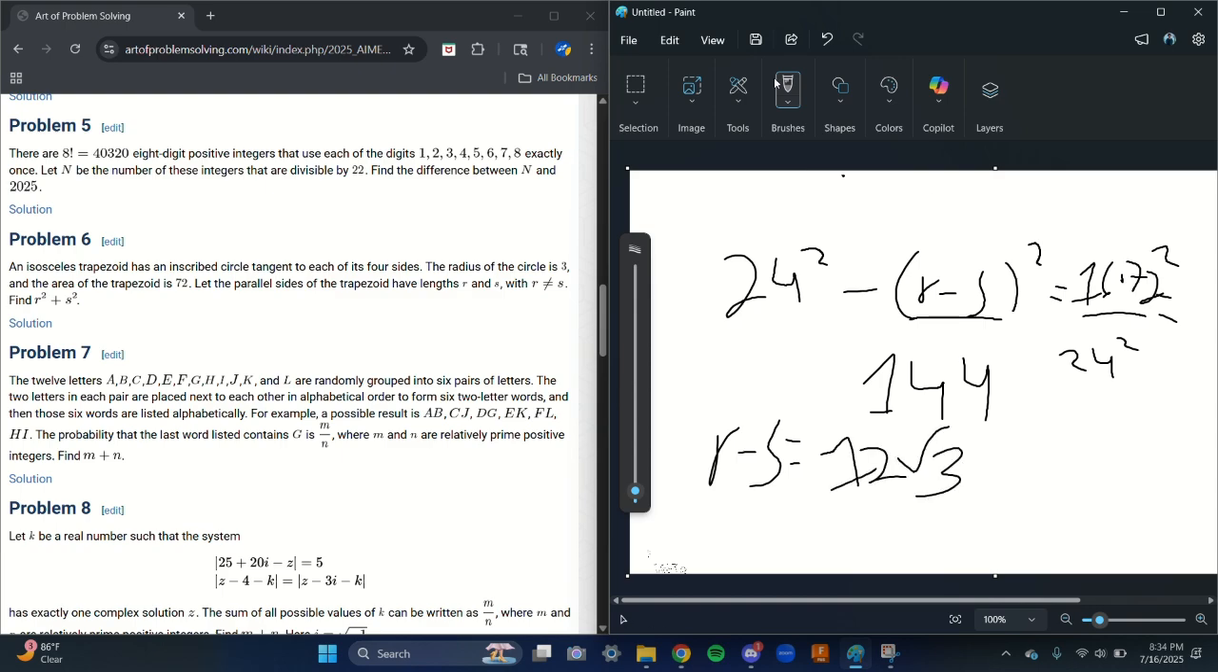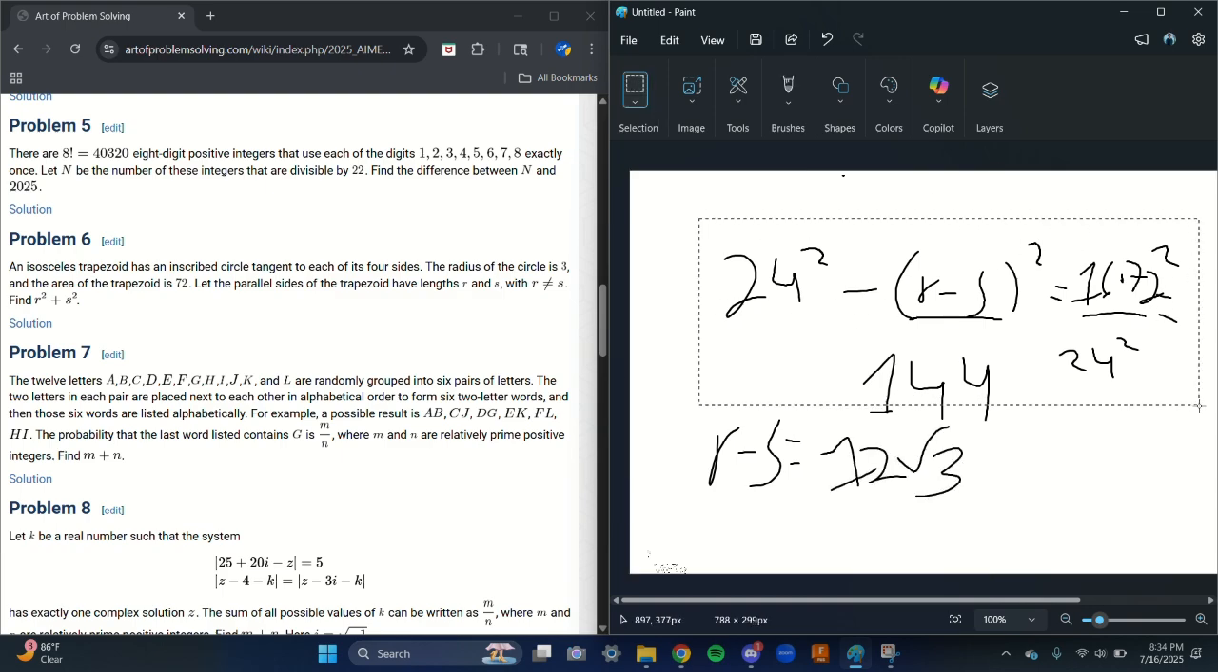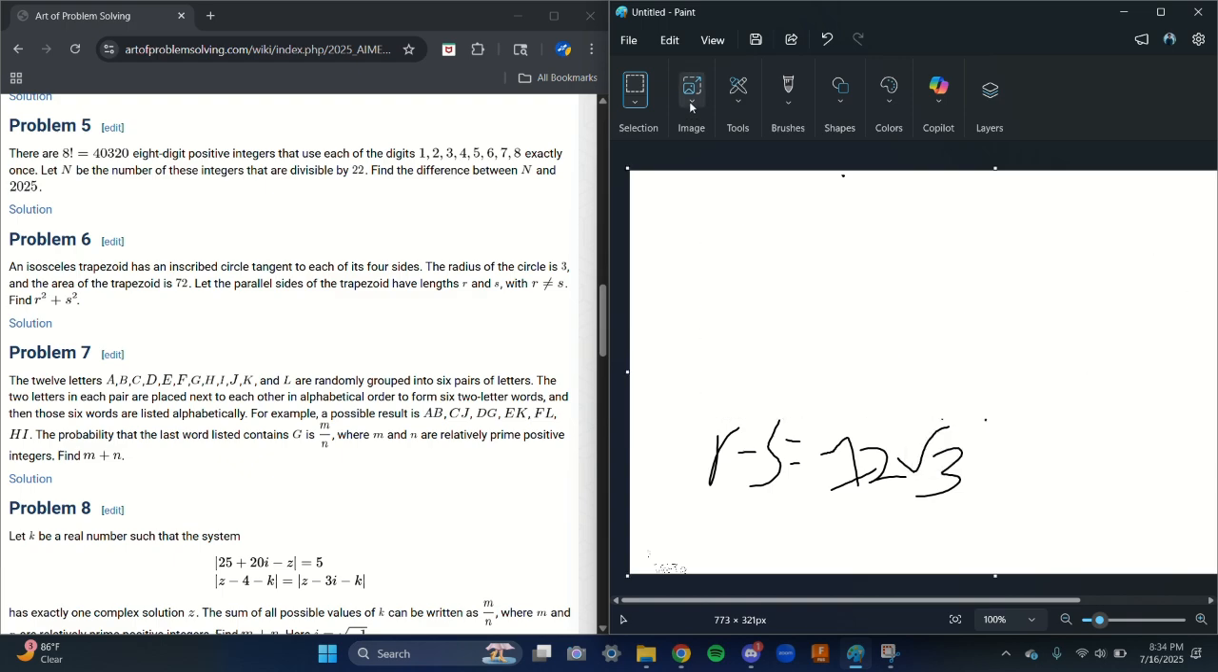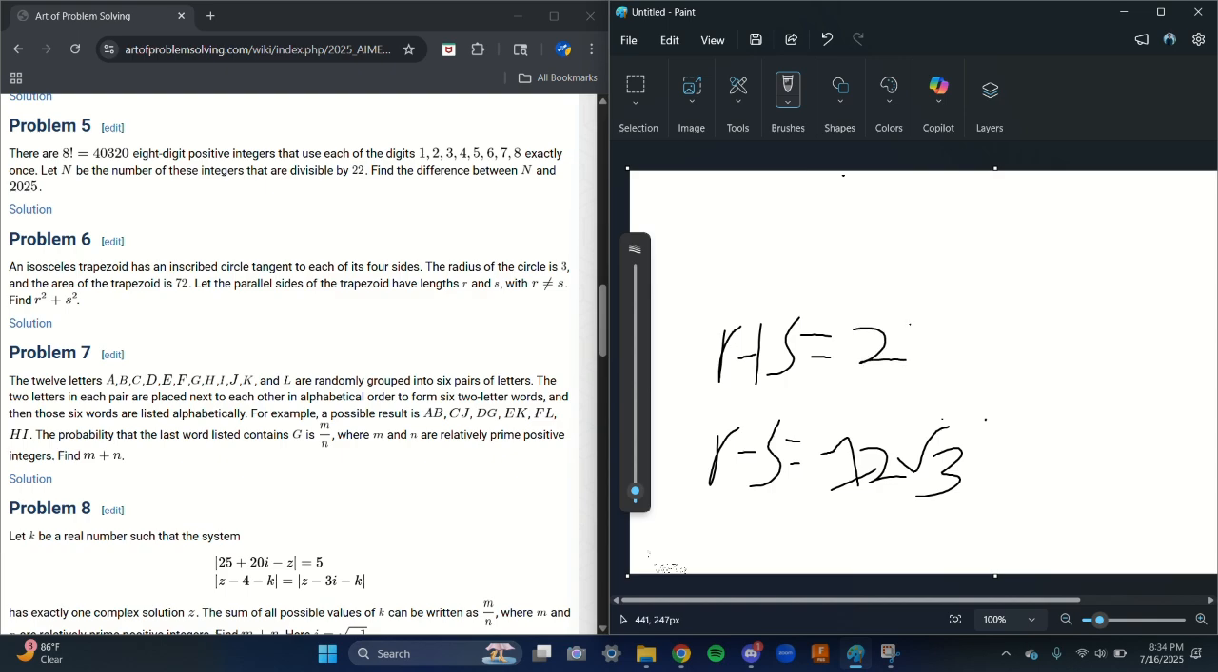Okay, boom. Now we have a really easy system of equations for this problem. And what is that system? Well, we know r plus s equals 24, so let's just write that here. R plus s equals 24. And so now we can easily solve for r and s. We find that r equals 12 plus 6 root 3, and s equals 12 minus 6 root 3.